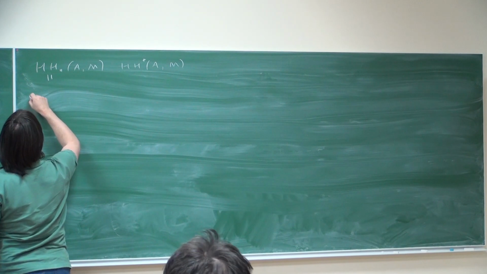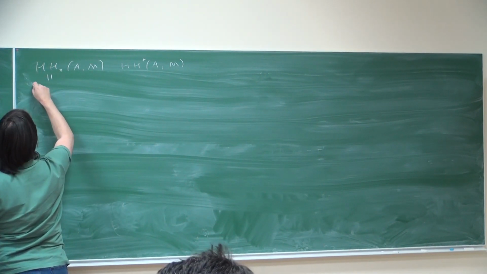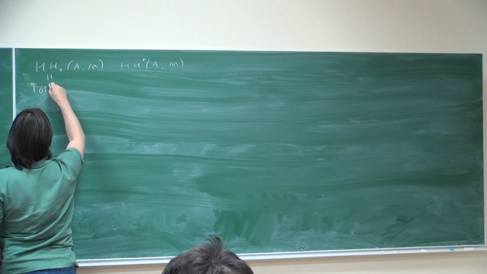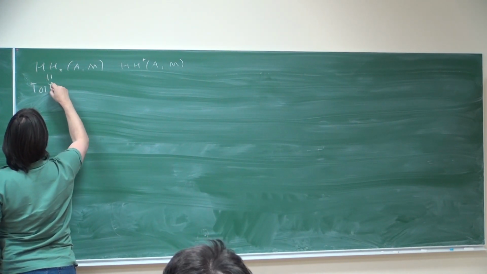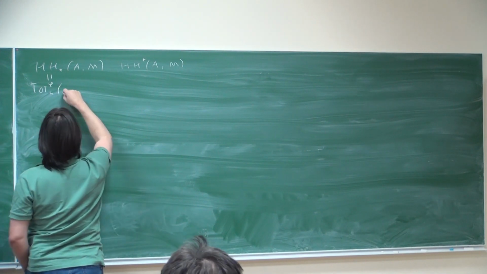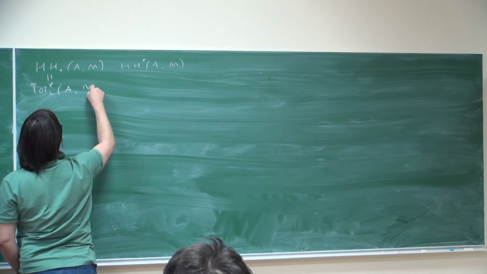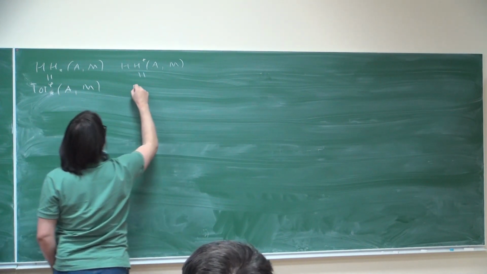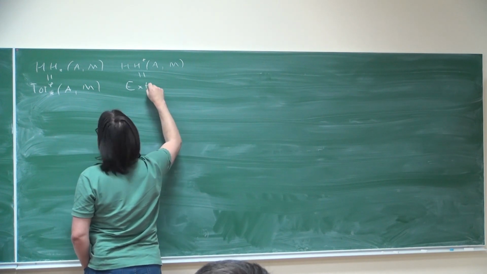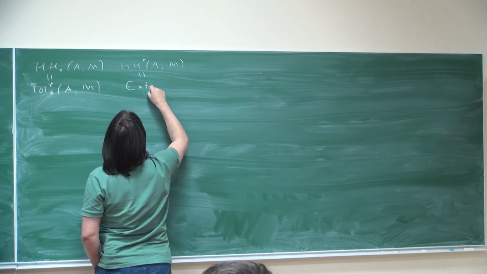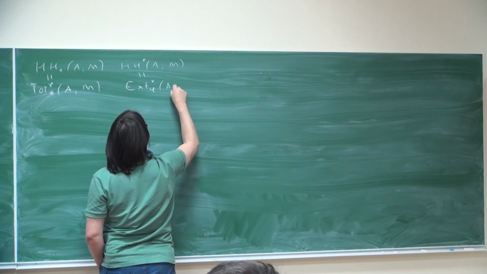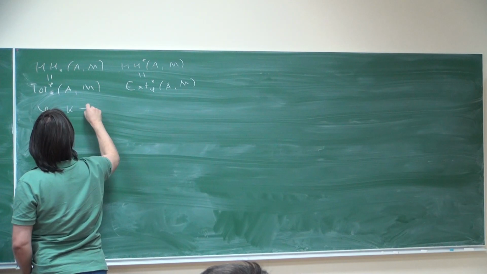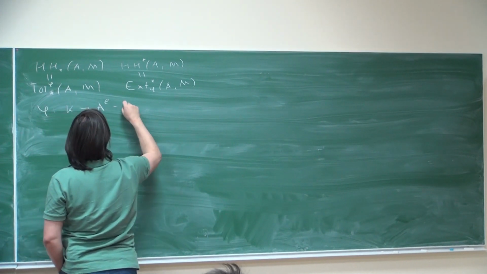This one is Tor, and this one is Ext, where phi is a K-algebra structure map.